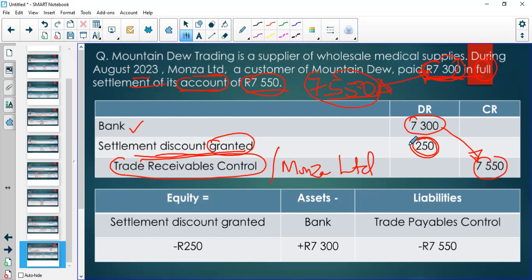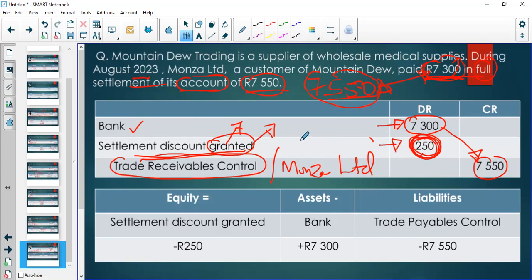So what is settlement discount granted? It's a loss of income. Remember, we charged this guy 7,550, but we have since reduced the price to say, okay, because you're paying us on time, just pay a little. So it's a loss of income. This settlement discount granted to a customer, it's a loss of income. So it's going to affect equity negatively because we have lost income.